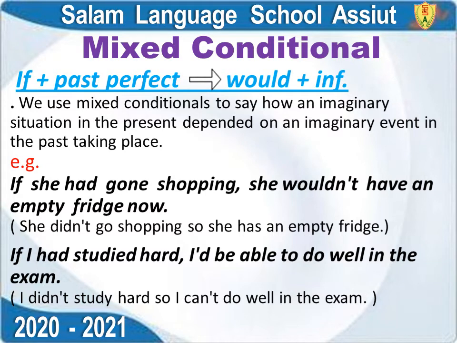The mixed conditional. It's a mixture between the third conditional and the second. The form is if plus past perfect and would plus the infinitive. It refers to the present and to the past. For example, if she had gone shopping, and of course she didn't go shopping, she wouldn't have an empty fridge now. If she had done something in the past, the result would be different now. Right? So it refers to the past and the present. Another example. If I had studied hard in the past, I'd be able to do well in the exam now. So it is a mixture between the second and the third conditional.